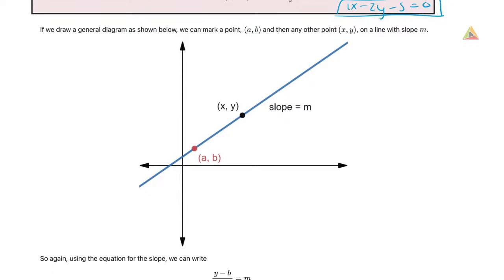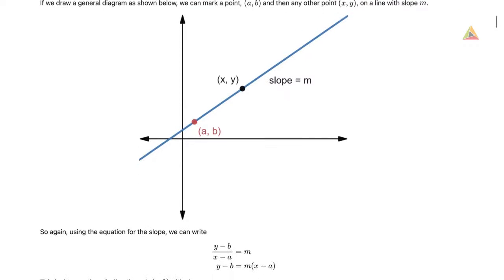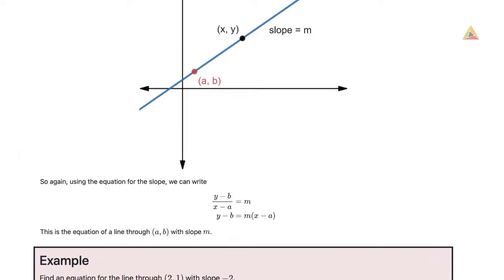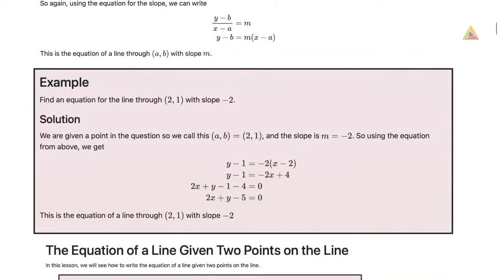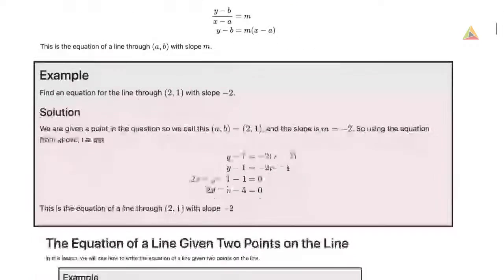So if we draw a general diagram as shown below, we can mark the point A, B, and any other point x, y on a line with slope m. So you can see a clear line there, and you have 2 points on the line. So again, we can get the equation of the slope. We can write y minus b over x minus a is equal to m. And this brings us to the next section here where we actually get the equation, which is similar to the example that I've just done there.